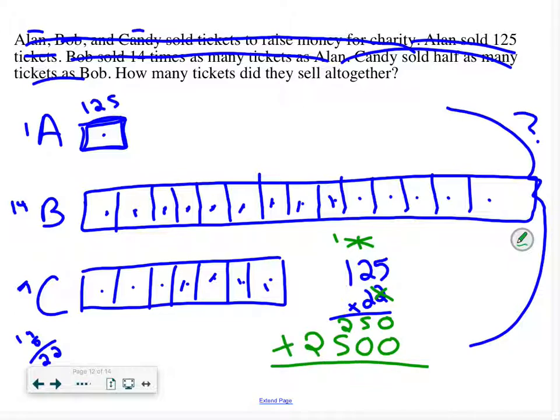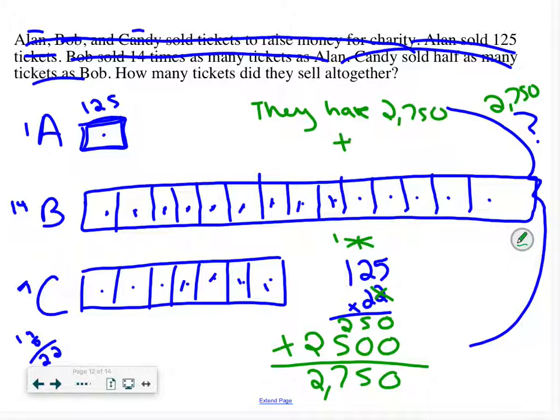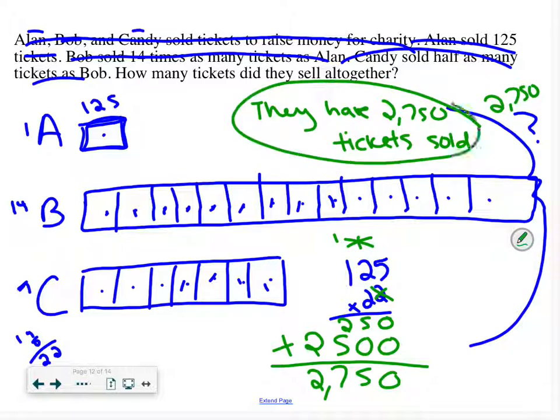So now I'm going to add these together. And I got 2,750. So that must mean that altogether they have 2,750 tickets sold. And I got that one. All right, let's do another.